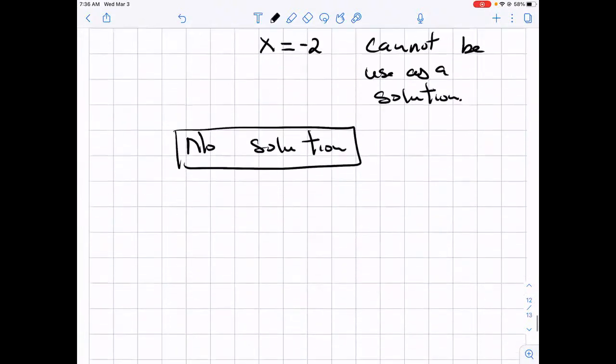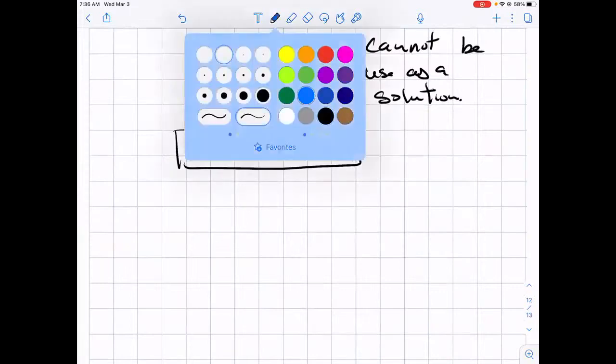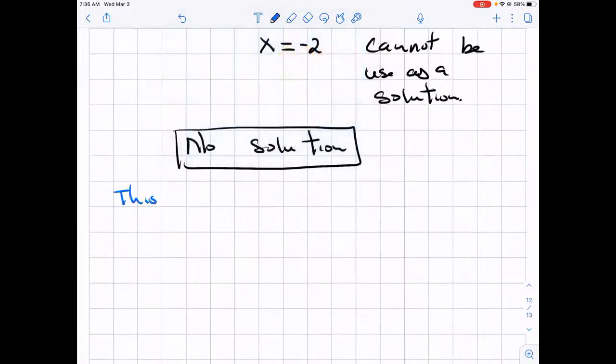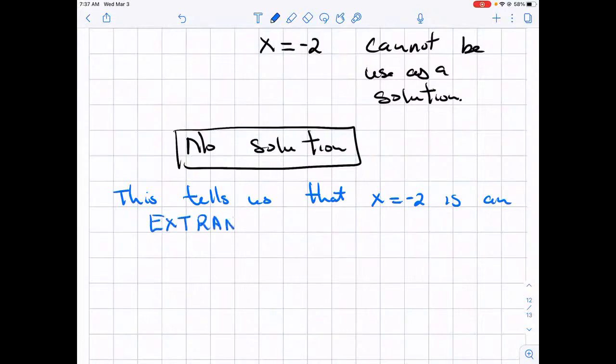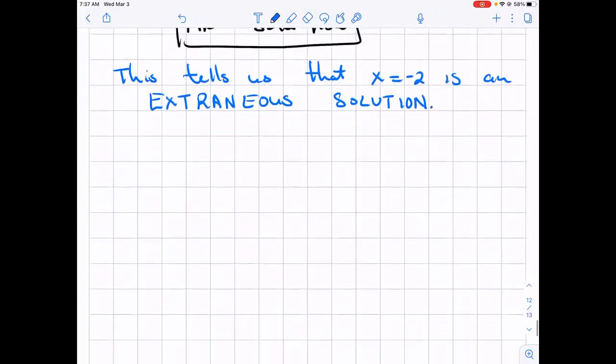And so this tells us that x equals minus 2 is an extraneous solution. Okay? It is an extraneous solution. That's what it tells us.